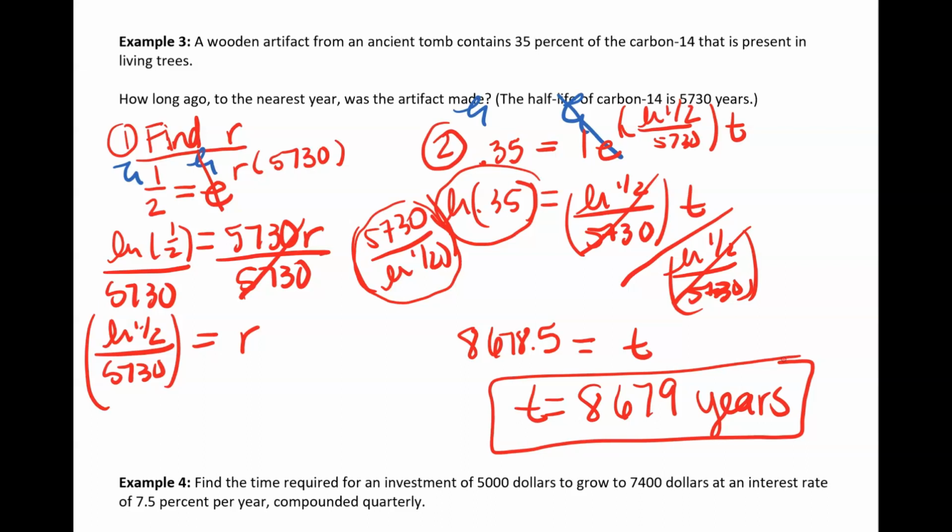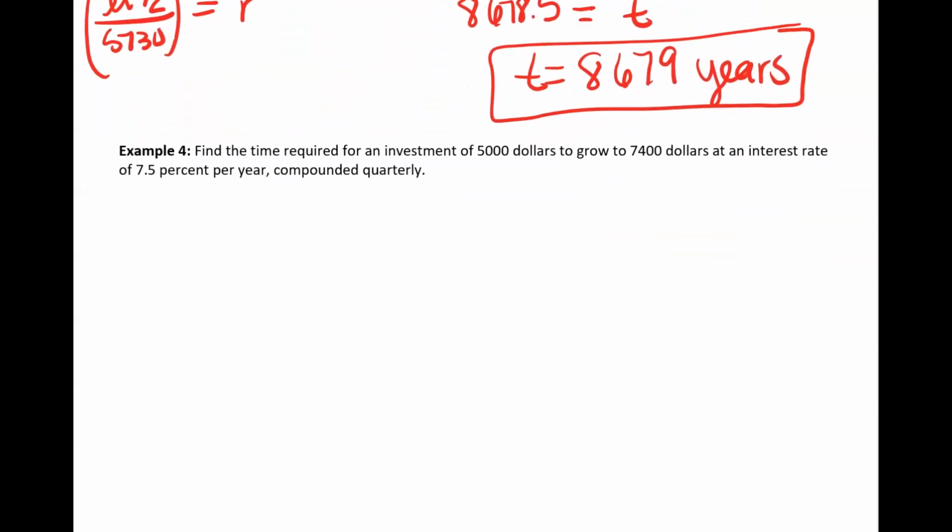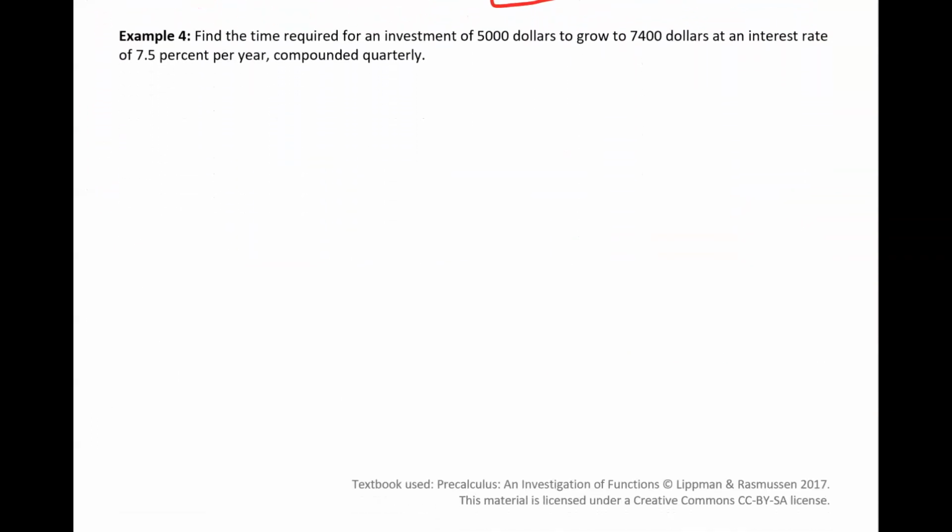Let's look at the next example here. We've got 3 more to go. It says find the time required for an investment of $5,000 to grow to $7,400 at an interest rate of 7.5% per year, compounded quarterly. So let's go back to what we know. When we're looking at compound interest, let's pull that formula. A of t is equal to P times (1 plus r over n) to the nt.